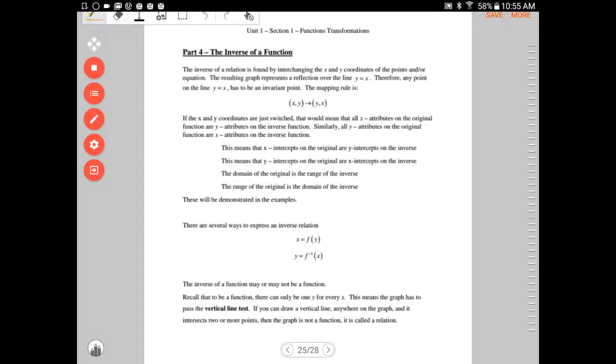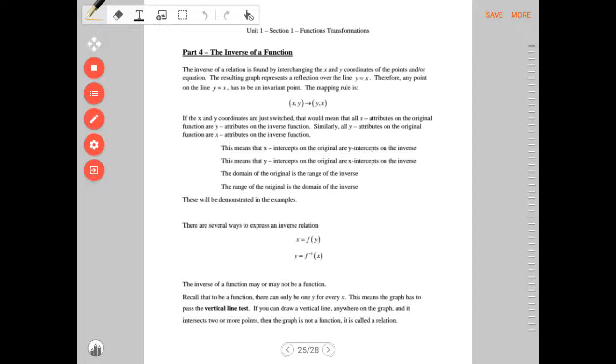Part 4, the inverse of a function. The inverse of a relation is found by interchanging the x and y coordinates of the points and/or equation. The resulting graph represents a reflection over the line y equals x. Therefore, any point on the line y equals x has to be an invariant point, right? That's the new mirror. The mapping rule is (x, y) maps to (y, x).